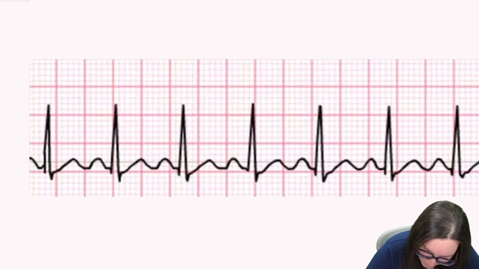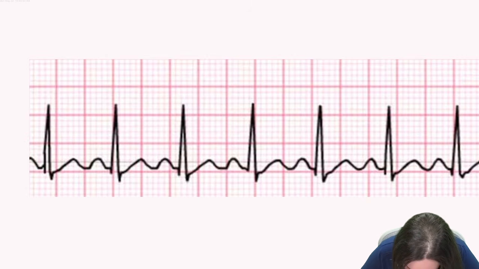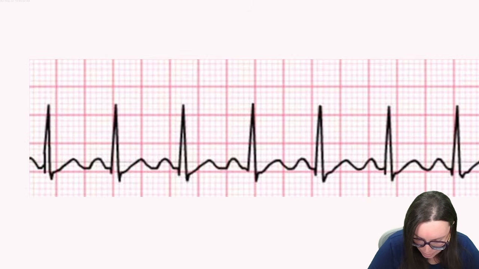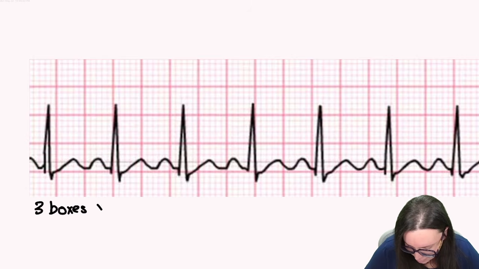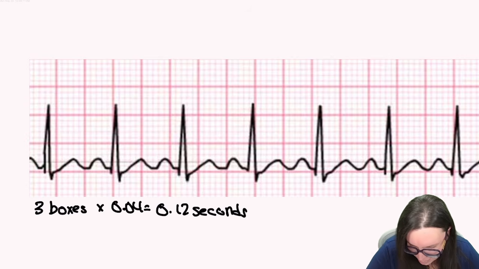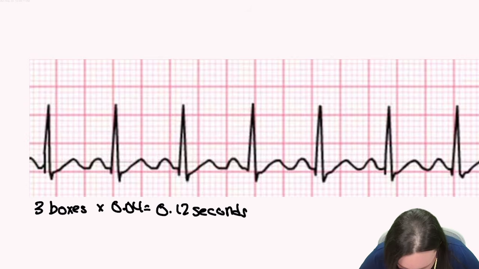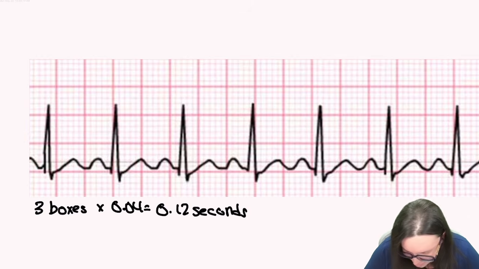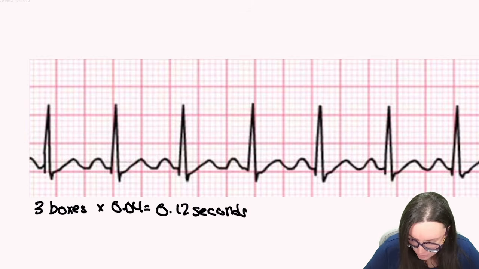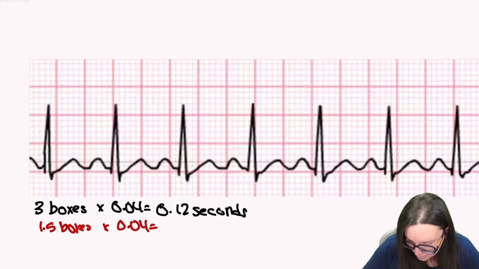So taking a look at this, our PR interval looks like it's approximately 1, 2, 3-ish boxes. So we have 3 boxes times 0.04, and that gives us 0.12 seconds. That's still normal. And now we want to look at our QRS complex. So we've got approximately 1, maybe 1.5 boxes. Hard to tell, but maybe 1 to 1.5. So we've got 1.5 boxes times 0.04, and that is going to give us 0.06 seconds.